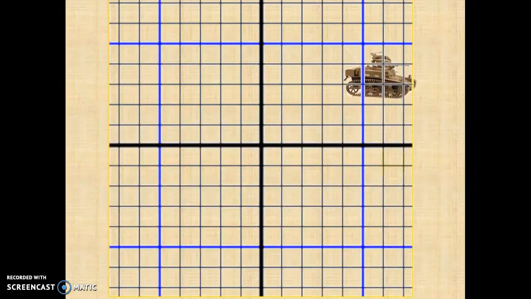So we'll throw a coordinate grid on here, and then we want to pick a part of the target, and we'll pick this point right here. And that's where we want to send the missile in order to hit this tank. But we need to be able to tell the launcher of the missile where to send it. In order to do that, we need to use coordinates.